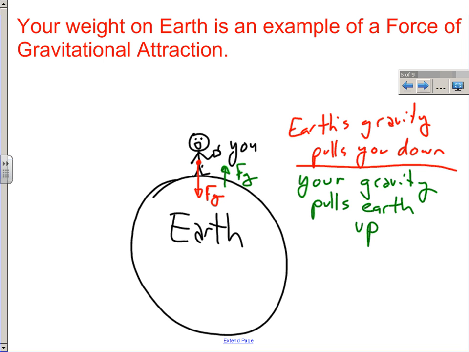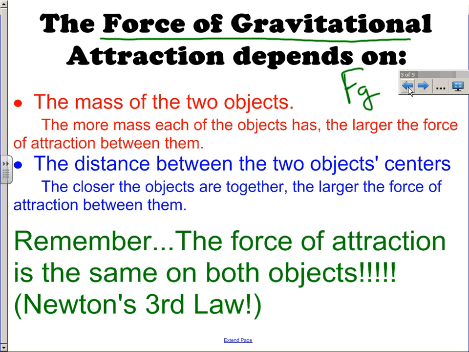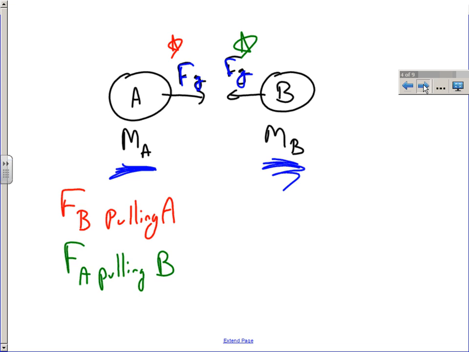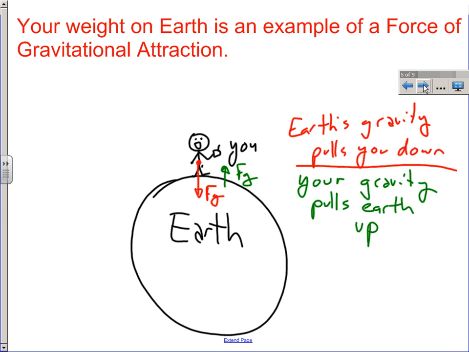So what this tells us is that there are three ways that we could make this force of gravity bigger. Remember, weight is force of gravity. One way would be to make your mass more, right? You know that if you go home and eat a whole bunch of donuts, you gain mass, and so you gain weight, right? So that's one way you could make the force of gravity bigger.